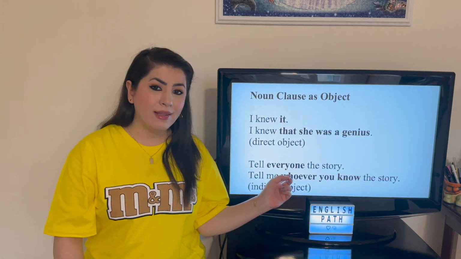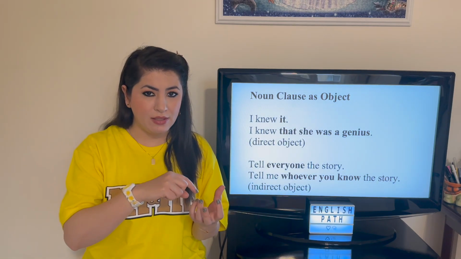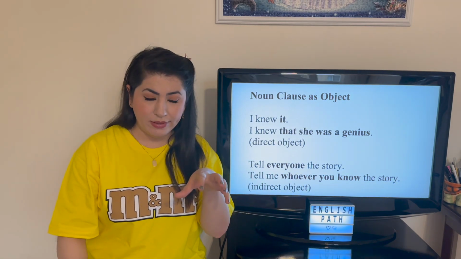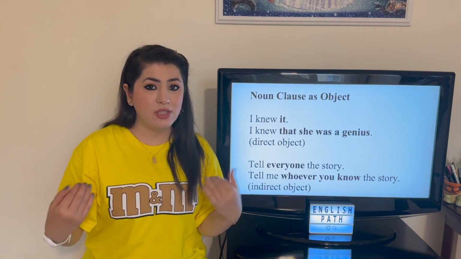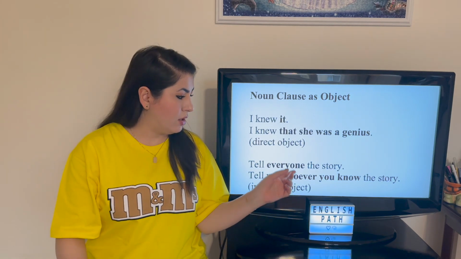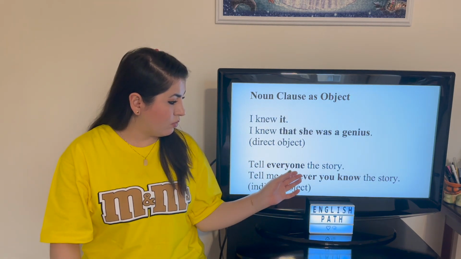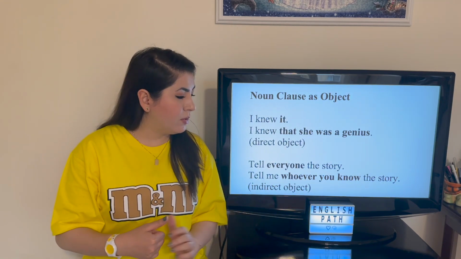Tell everyone the story. The story is what the action directly happens on. So the story will be told. That's the direct object, and everyone will just hear it. They will receive the action indirectly. So everyone is the indirect object, and we can replace it with whoever you know. Tell whoever you know the story.